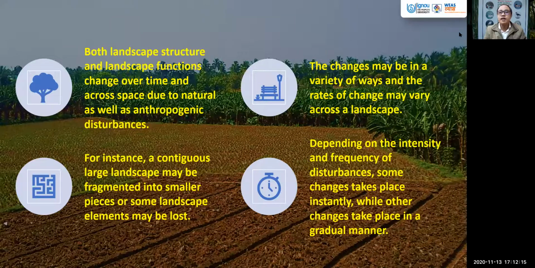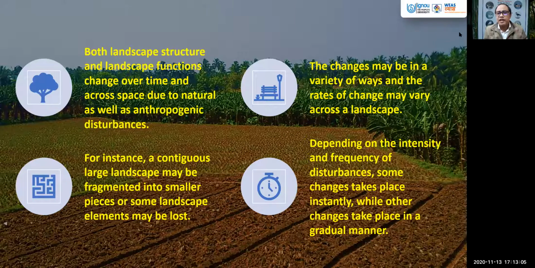For example, in those beautiful landscapes, if suddenly a landslide comes up in a hill area, you will see differences in landscape structure, even in the function. In the same way, if we start one construction or development activity, it changes its function and structure. So the changes may vary in different ways, and you can see that at different scales. In the process of that change in structure and function due to natural or anthropogenic disturbances, some components or elements of the landscape may be lost.